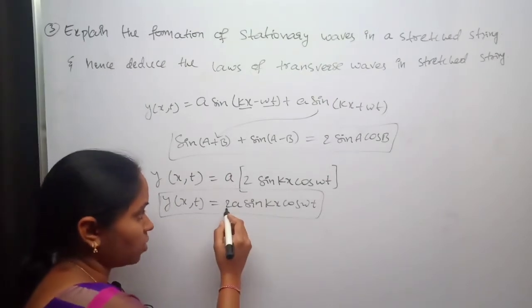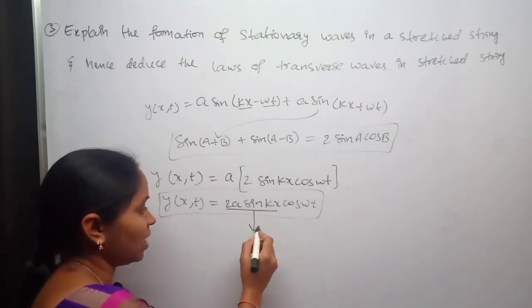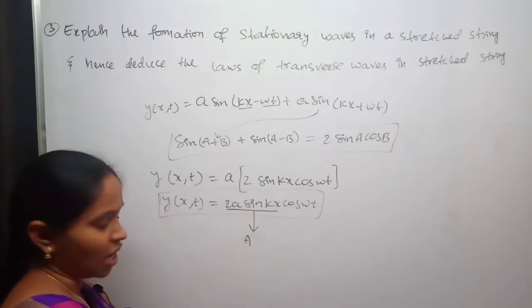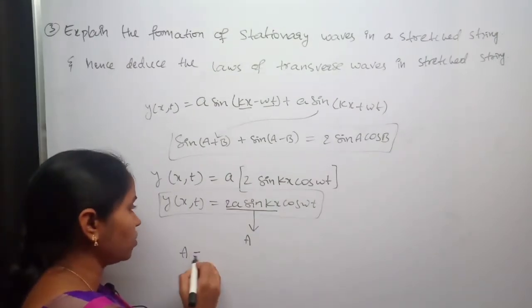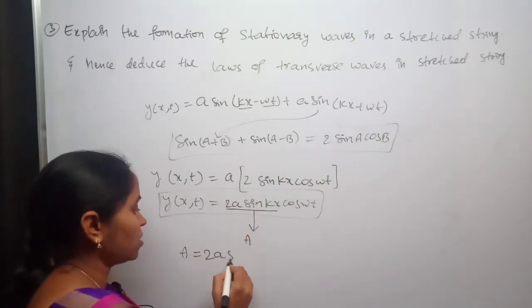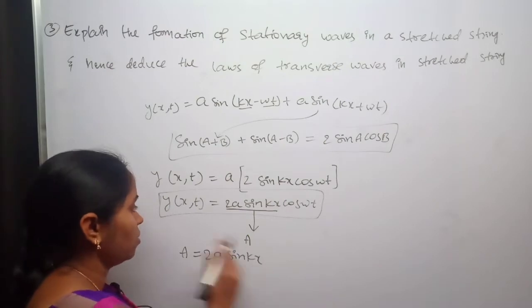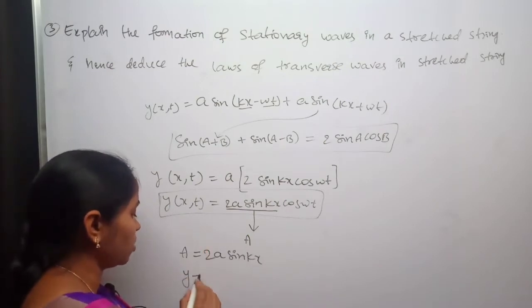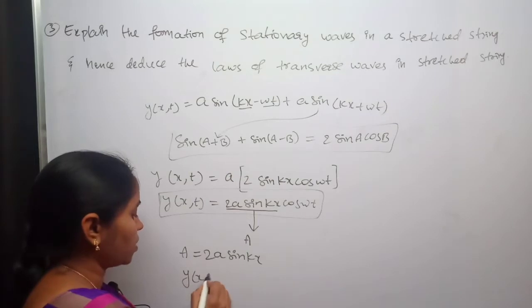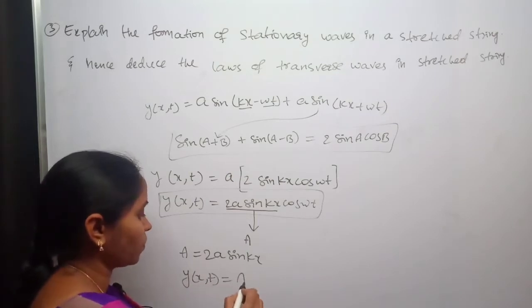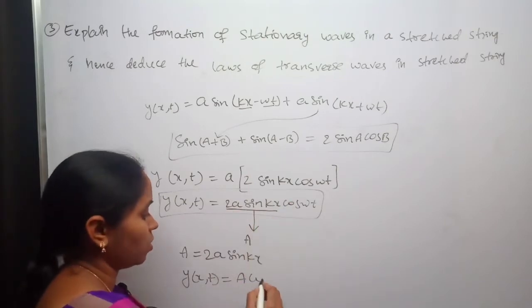Here I am considering this 2a sin kx as the amplitude. Amplitude A is equal to 2a sin kx. Therefore, the displacement relation is y of x comma t is equal to A cos omega t.